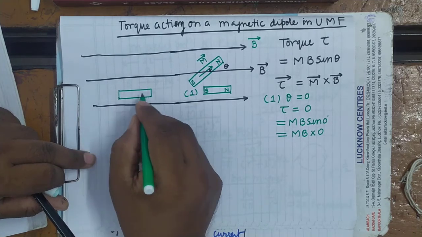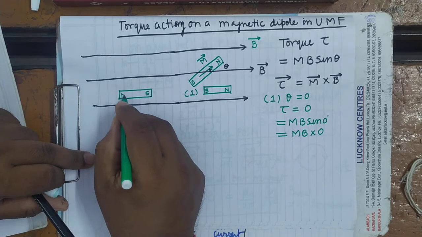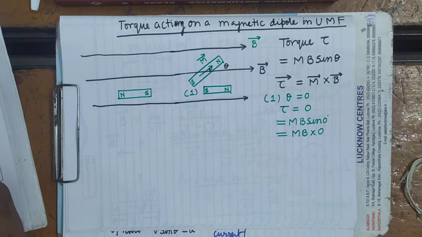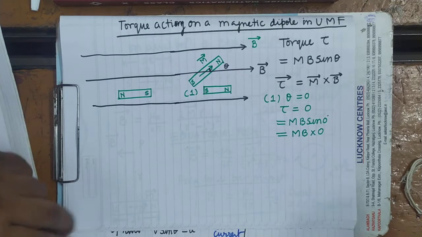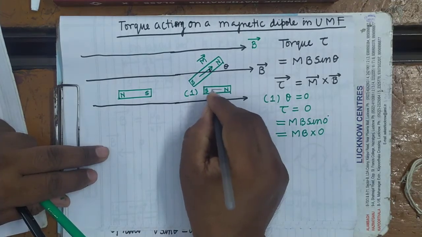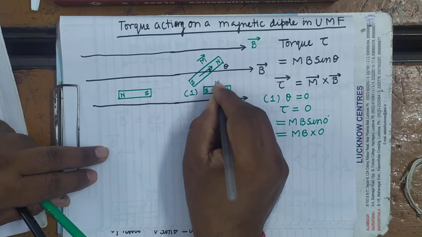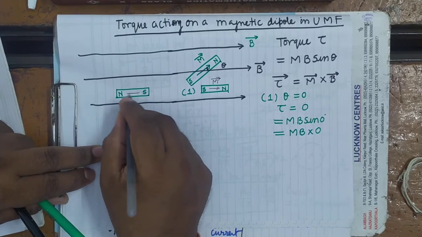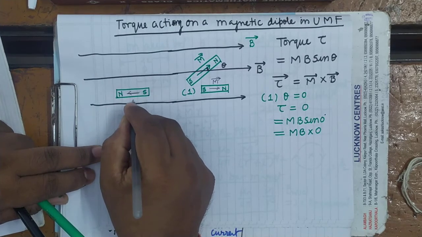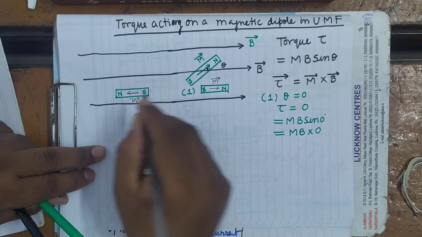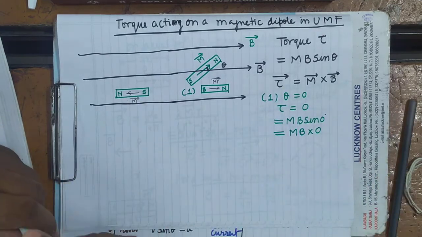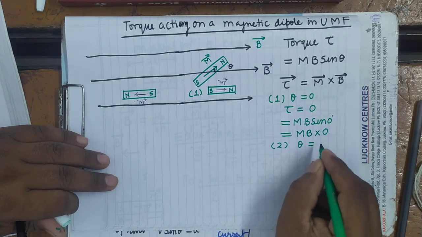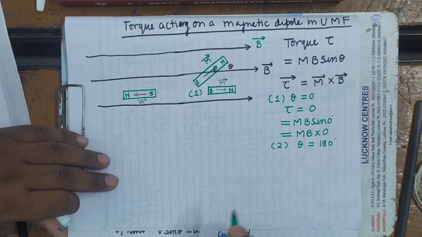If the magnet is placed in this way, you can see here, this is the south and this is the north. What is the difference in both the cases? You can see that in this case, what is the direction of magnetic moment? Direction of magnetic moment is south to north, means this. Vector m is this. Here, what will be the direction of magnetic moment? South to north, means it is this. Vector m and vector B are in opposite direction. And since they are in the opposite direction, theta will be equal to 180 degrees.